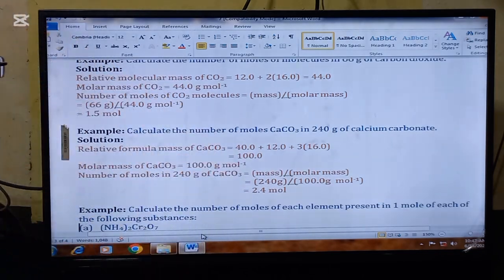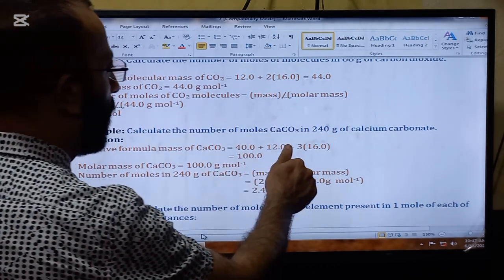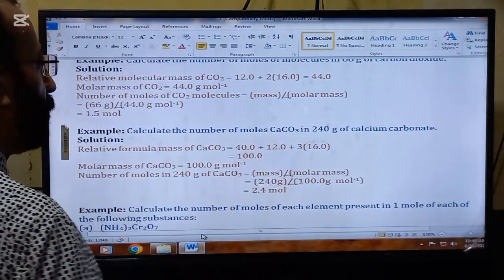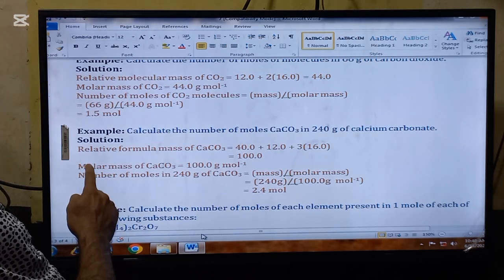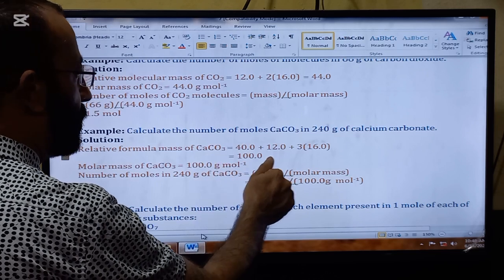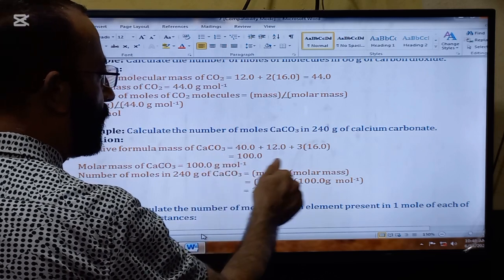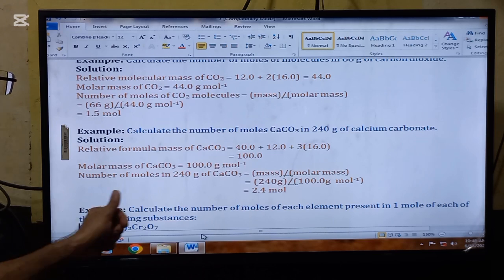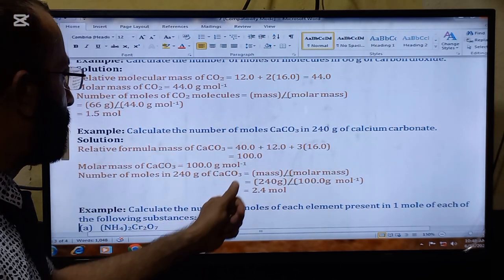Another question: calculate the number of moles of calcium carbonate in 240 grams of calcium carbonate. First we will find the molar mass of calcium carbonate. First, the relative formula mass: calcium is 40, carbon is 12, oxygen is 16, so 16 threes are 48, plus 12 plus 40 will make 100. So the molar mass of calcium carbonate is 100 grams per mole.